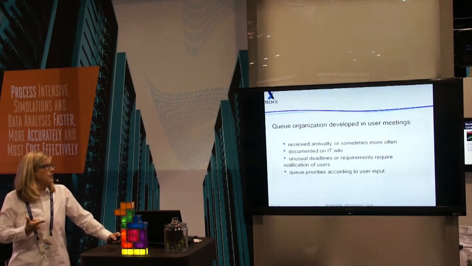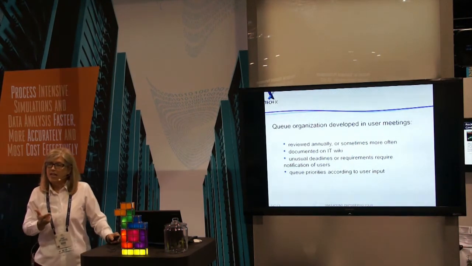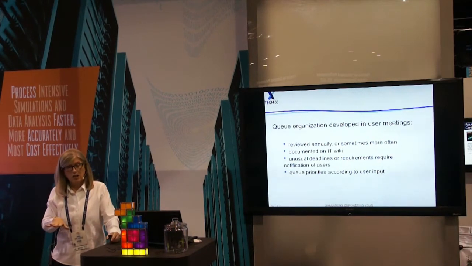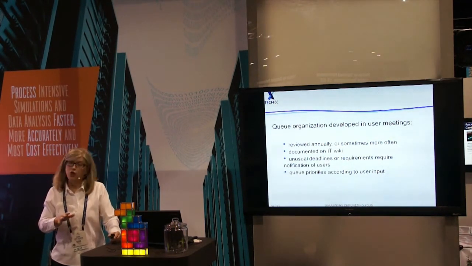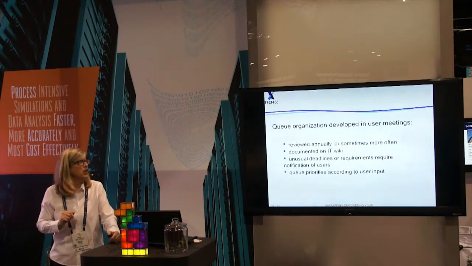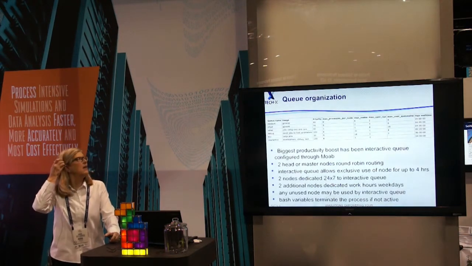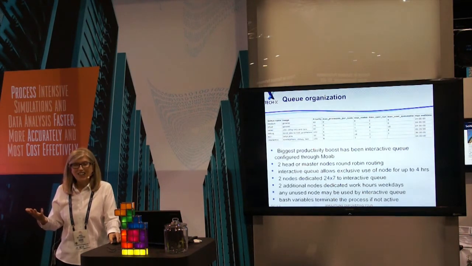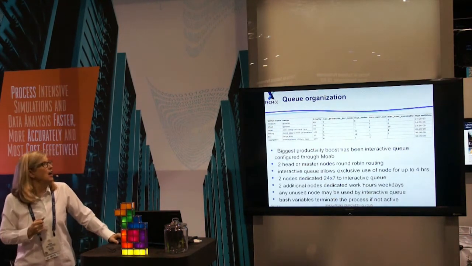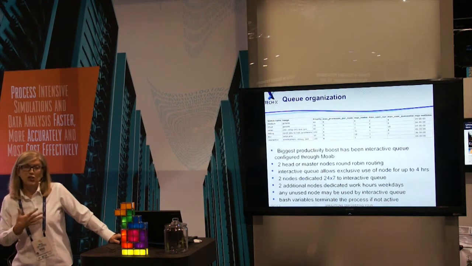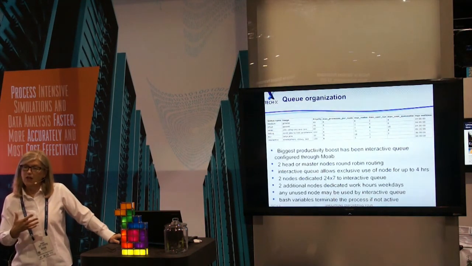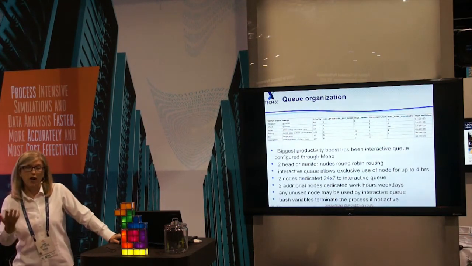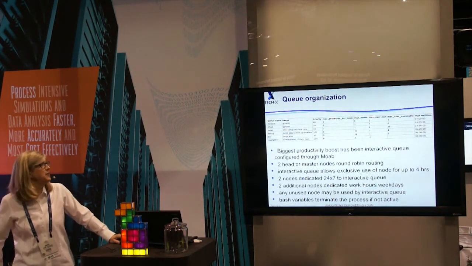But I think that one of the main keys is that we have user input depending on what's going on in our community, and then we also have key priorities that are set by our user communities. So these are our queues. We don't have a big environment. The medium queue is probably the most used for simulations.